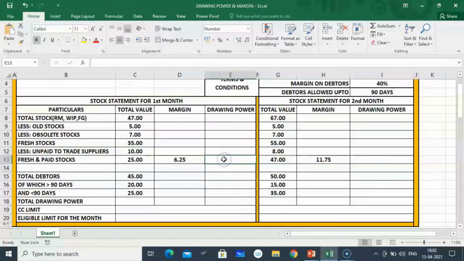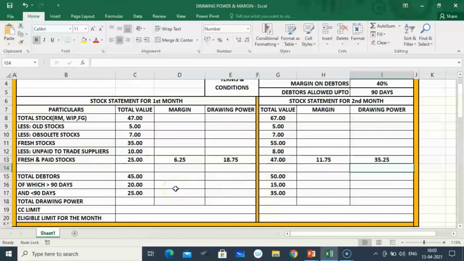Now let's calculate the drawing power. The drawing power would be calculated as total value of fresh and paid stocks minus the margin. It comes to 18.75. Therefore, the drawing power in the first month of fresh and paid stocks is 18.75 and in the second month it is 47 minus 11.75. It comes to 35.25.